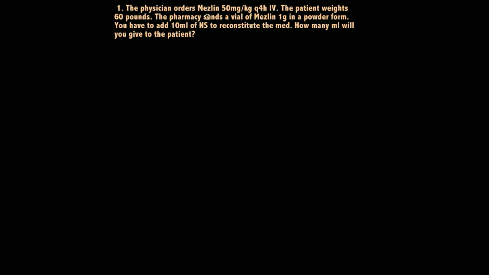The physician orders Meslin 50 milligrams per kilogram every 4 hours IV. The patient weighs 60 pounds. The pharmacy sends a vial of Meslin 1 gram in powder form. You have to add 10 milliliters of normal saline to reconstitute this med. How many milliliters will you give to the patient?